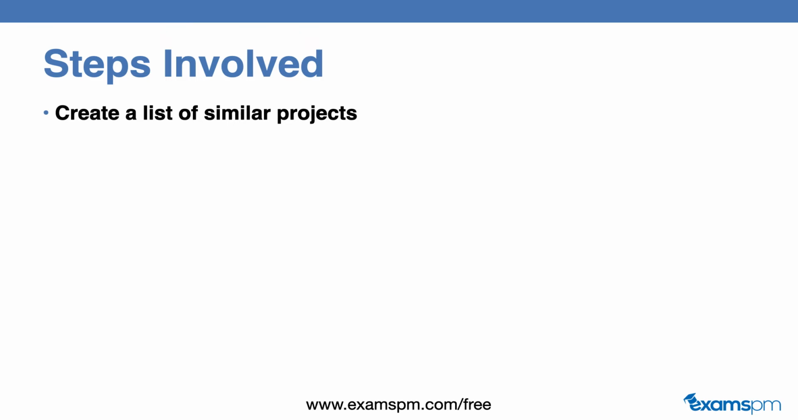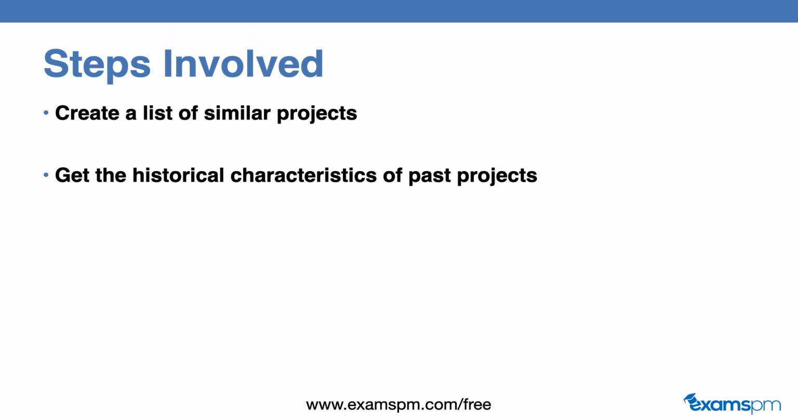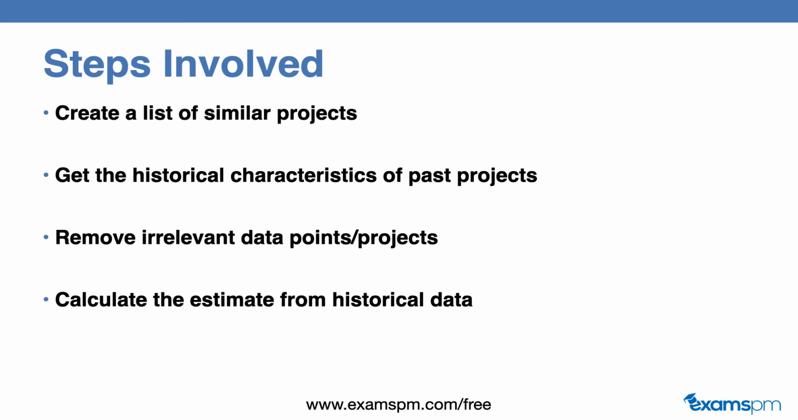First, you will create a list of similar projects. You can start with a long list and refine it later. Then you will get the historical characteristics of these past projects, including their cost, duration, the resources used, and any additional information such as the scope, activities, complexity, etc. Then you will remove all of the irrelevant data from these past projects. You will refine the list and get rid of anything that's deemed not relevant anymore. The result here is you will have a short list of relevant projects that's similar to the one that you're managing right now. The last step is to calculate the estimate from the historical data.